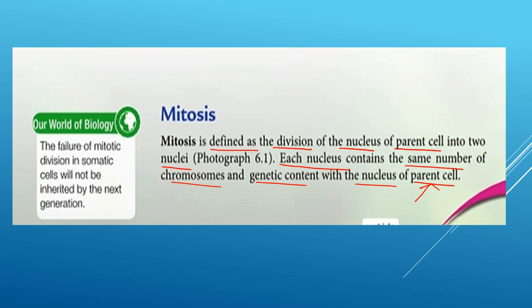Bila dia sudah membahagi menjadi 2 sel, sel yang terhasil itu kita panggil sebagai daughter cell. So mitosis is division of the nucleus of the parent cell into 2 nuclei. Each nucleus itu dia punya number of chromosome dan genetic content mesti sama dengan parent cell dia. Okay, itu untuk mitosis.